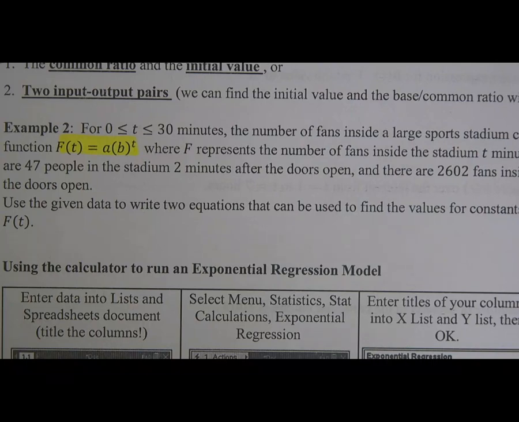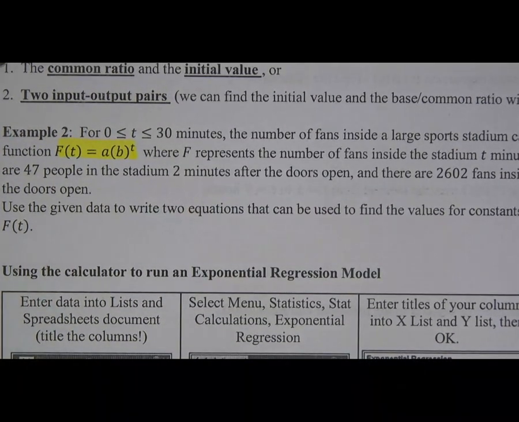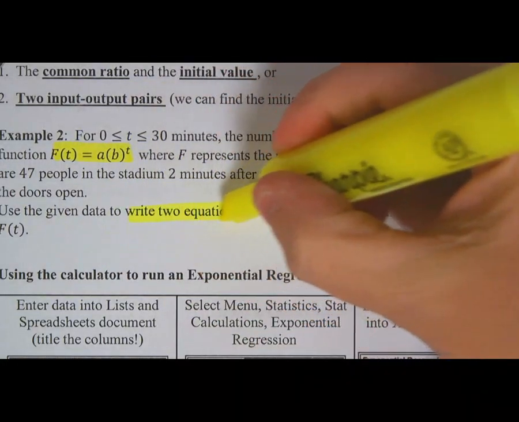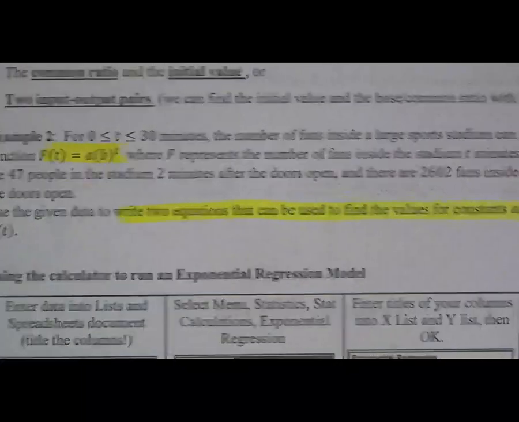There are 47 people in the stadium 2 minutes after the doors open. There are 2,602 fans inside the stadium 20 minutes after the doors open. This should sound familiar. This was kind of something we saw on the test. Use the given data to write 2 equations that can be used to find the values for A and B.